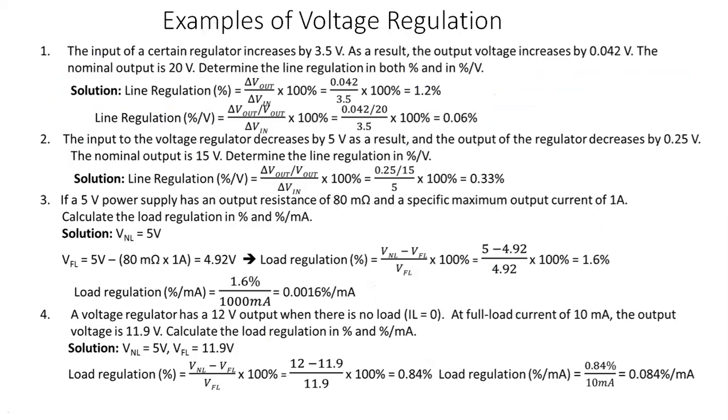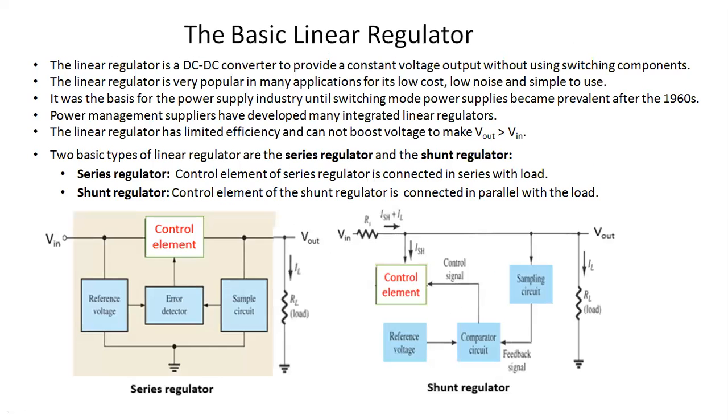Now we are supposed to study the linear voltage regulator. In the linear voltage regulator we have two types: series voltage regulator and shunt voltage regulator. In the series voltage regulator, the control element is in series. I am taking both diagrams on one page so you can see the difference between shunt and series.